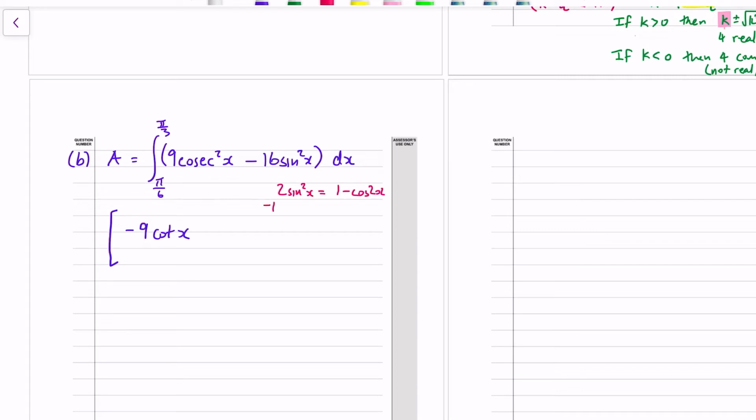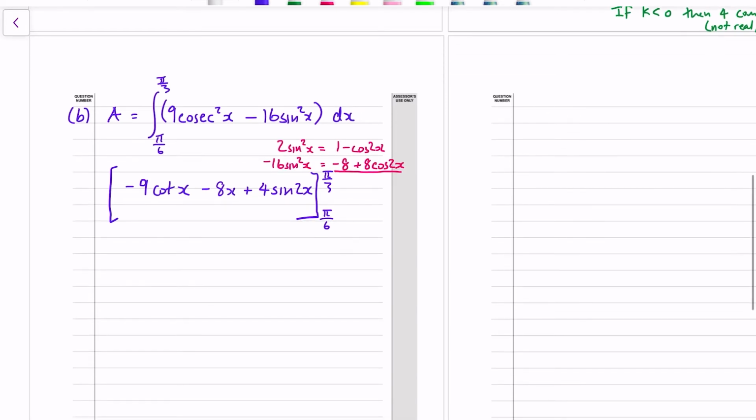So negative 16 sine squared times by negative 8 is negative 8 plus 8 cos 2x, and that's what I'm anti-diffing there. So anti-diffing that, I get negative 8x, and I get 4 sine 2x, because the derivative of 4 sine 2x is 8 cos 2x, going between pi over 3 and pi over 6. And now I'm wanting the exact form of those areas, I need to sub in these limits.